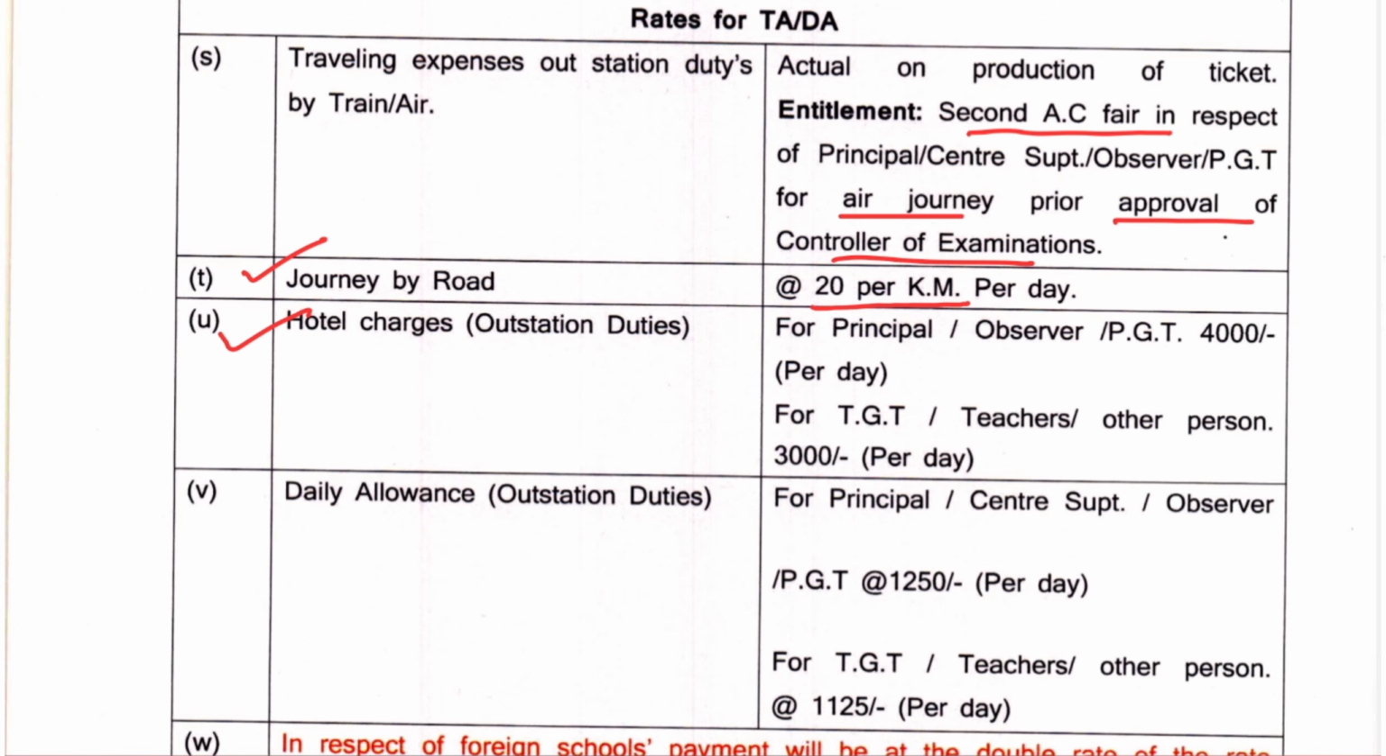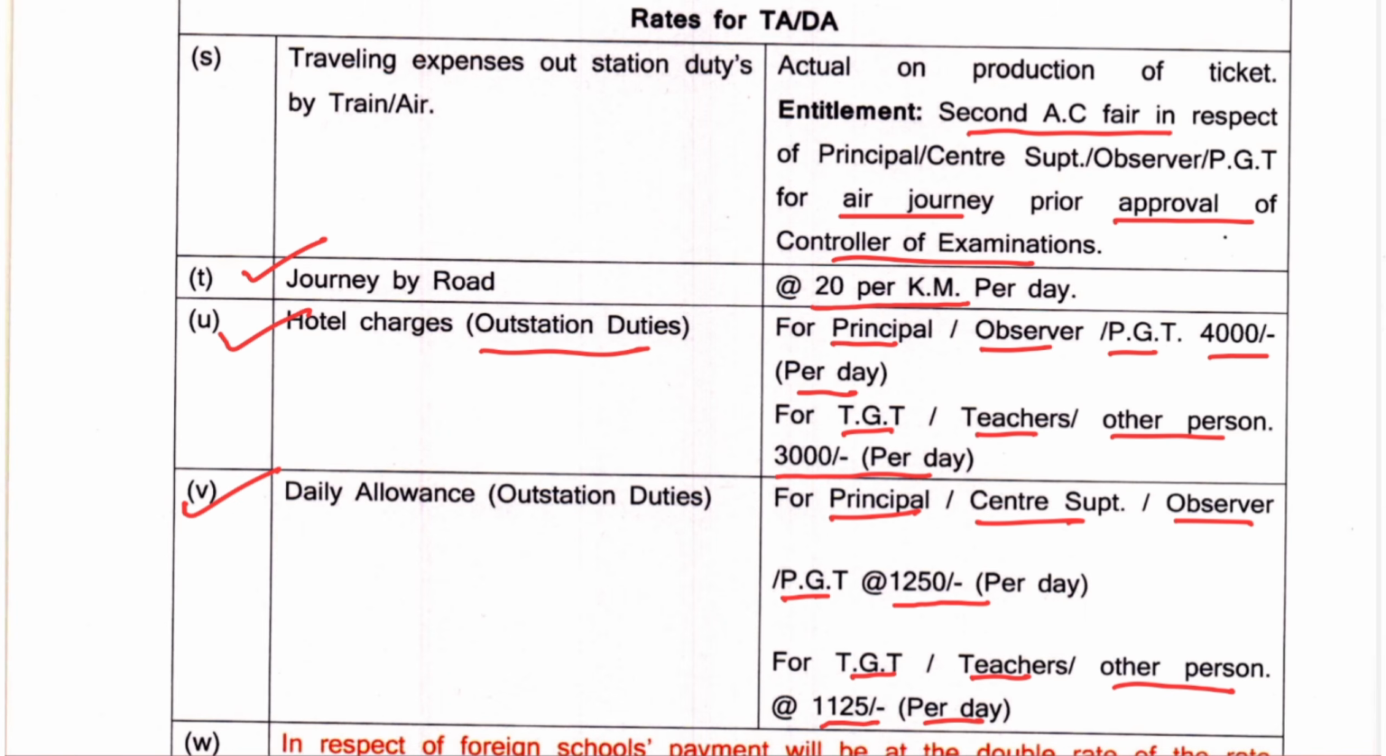Then for hotel charges, outstation duties, for principal, observer and PGT, they are going to pay a maximum of 4,000 per day. For TGT, teacher or any other person, they are going to pay you 3,000 per day. Then daily allowance for principal, CS, observer and PGT, they are going to pay 1250 per day, whereas for TGT, teacher and any other person, they are going to pay 1125 per day. But they are going to pay all this only if you furnish the bill. Without a bill, they are not going to pay you anything, and this is the maximum limit.